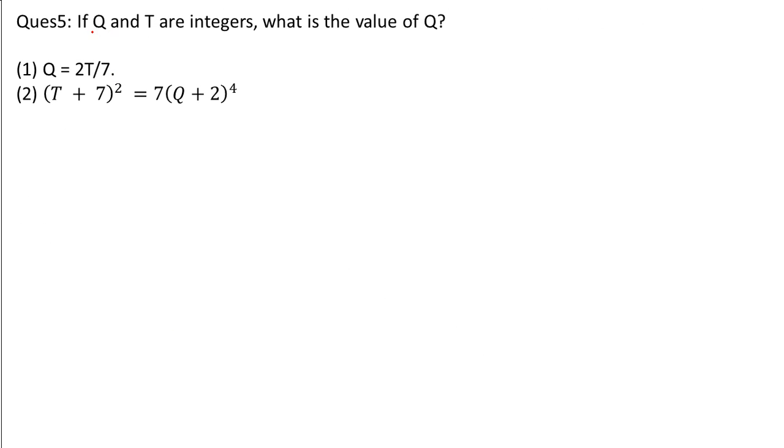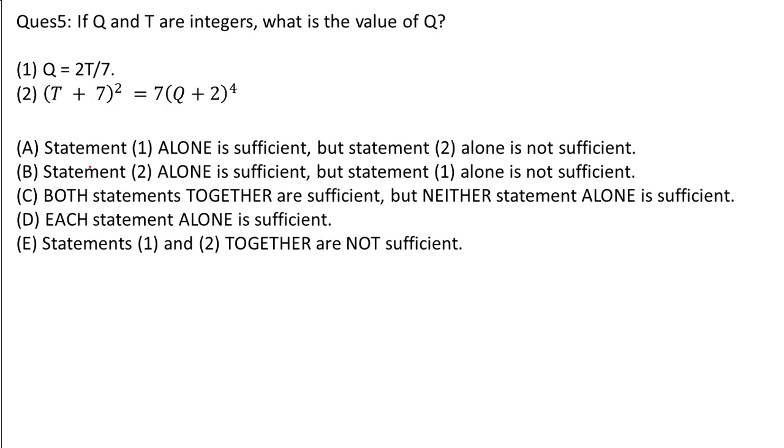Now let us move to the final question of our flash test. It says if q and t are integers, what is the value of q? First statement says q is equal to 2t by 7, and second says (t plus 7) to the power 2 is equal to 7 multiplied by (q plus 2) to the power 4. Again a data sufficiency question to end our flash test.